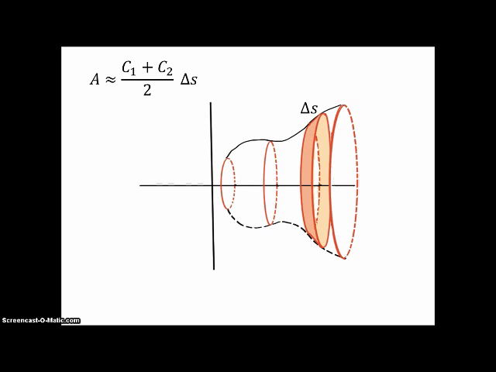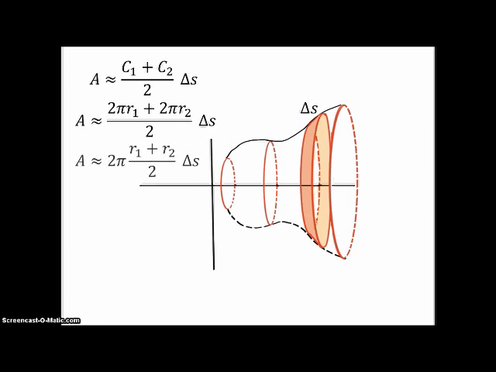So the area of this strip would be approximately the average between the two circumferences, the smaller one on the left and the larger one on the right. Take that average and multiply by the width of the strip, delta s, and that would be the area approximately. And so we can rewrite each circumference as 2 pi r1 and 2 pi r2, and then factor out the 2 pi. Now delta s can be written in terms of delta y and delta x using the Pythagorean theorem.